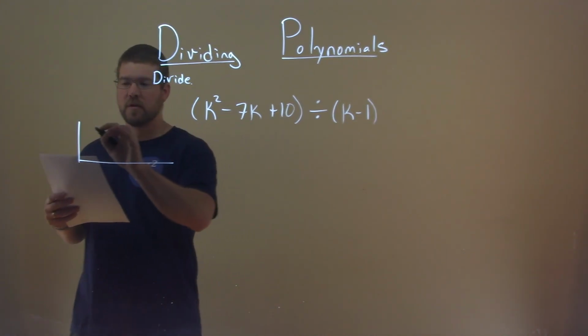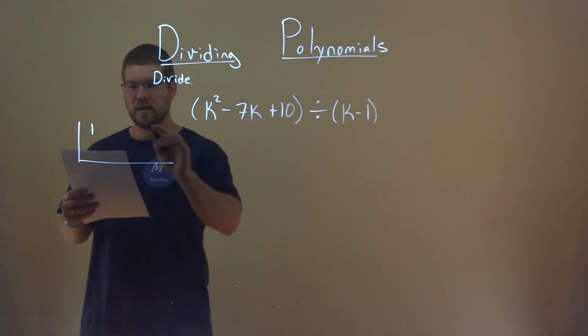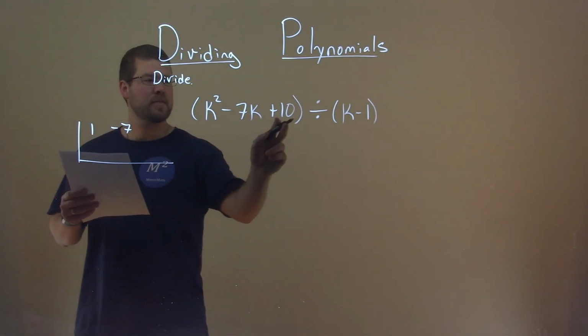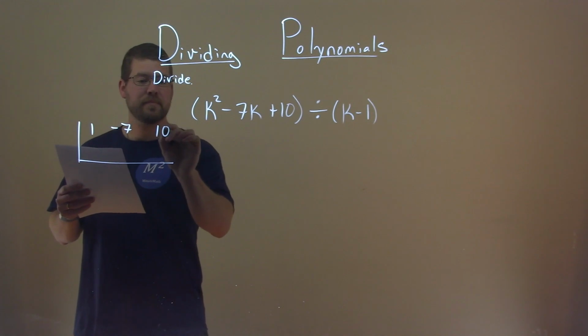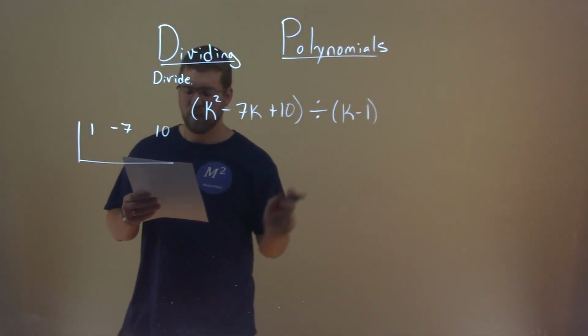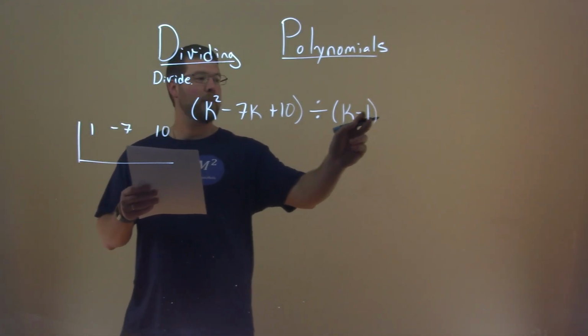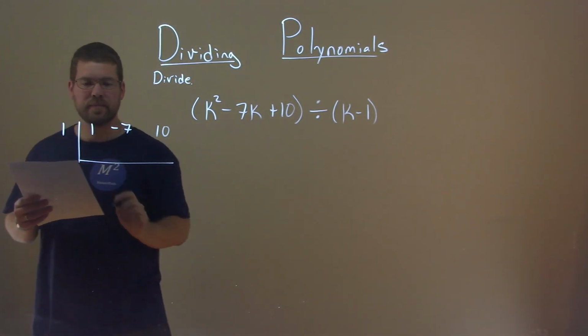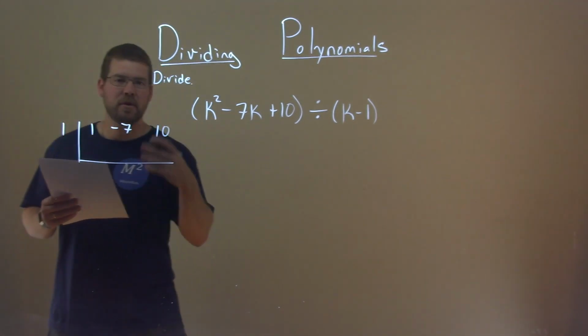What's in front of k squared is a 1, in front of k is a negative 7, and the last constant is just a 10. Now I have my k minus 1, so it's a minus 1. I'm going to put a positive 1 out here. Make it opposite. Now we do synthetic division.